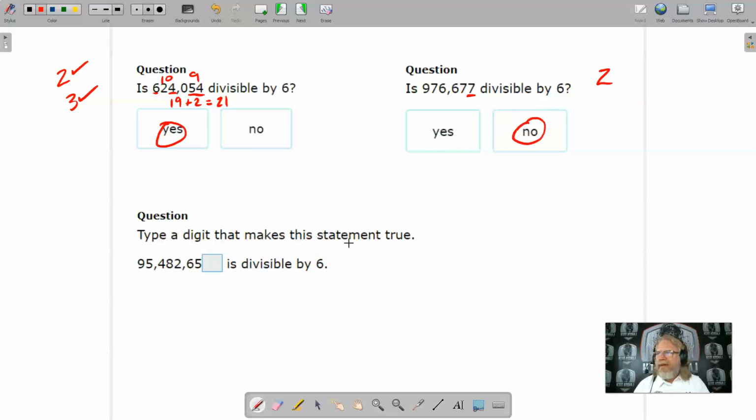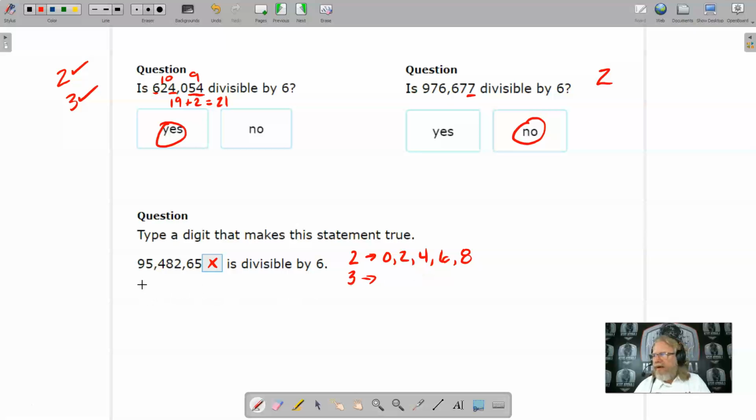Next one, type a digit that makes this statement true. And the number is 95,482,650-something. X is what we need to know. Well, they want to know divisible by 6. One thing we know is that 2 has to work and 3 has to work. In order to make 2 work, it can only be one of 5 different numbers: 0, 2, 4, 6, or 8. So we know it has to be one of these so that 2 will work. The question is, what numbers can we use to make 3 work?